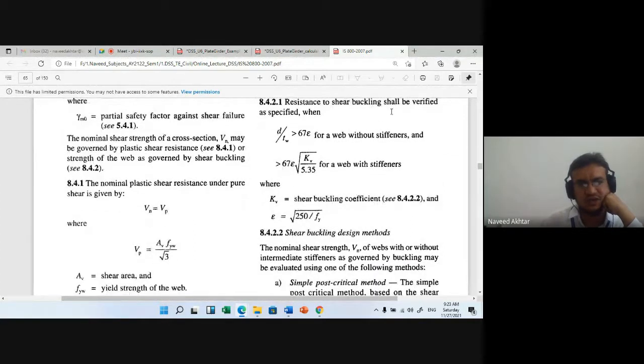Resistance to shear buckling shall be verified as specified when the D by TW ratio is greater than 67 epsilon for a web without stiffening, or D by TW ratio greater than 67 epsilon under root of kV upon 5.35 for a web with stiffener. So here we are going for a web with the stiffener.